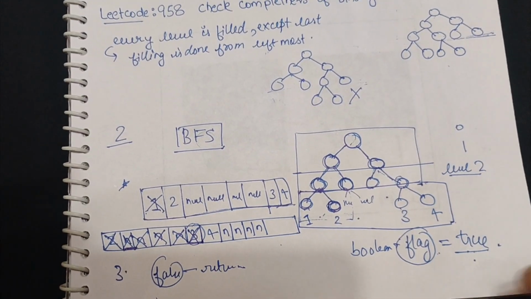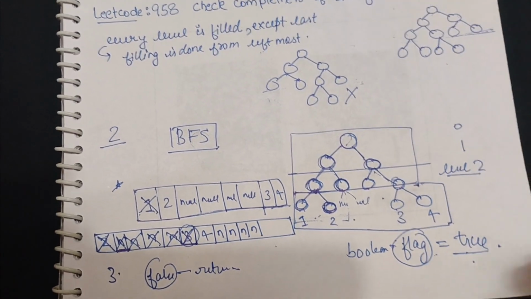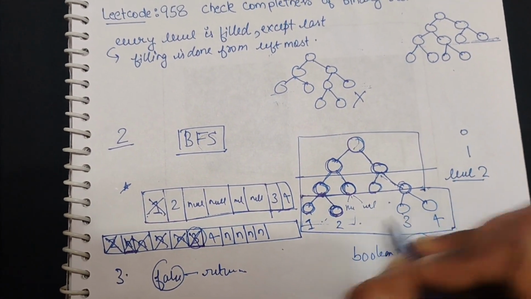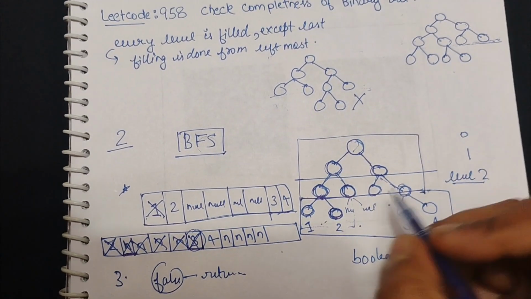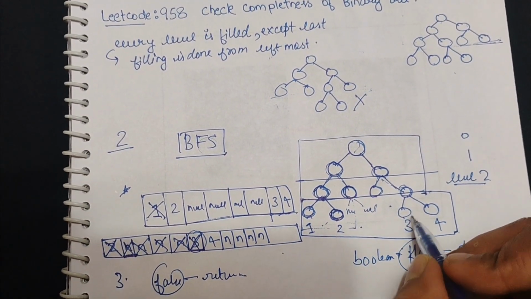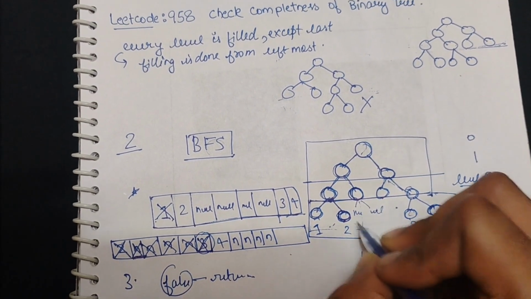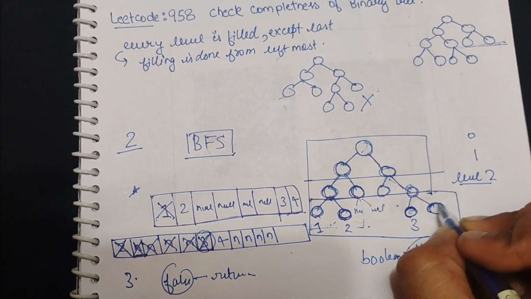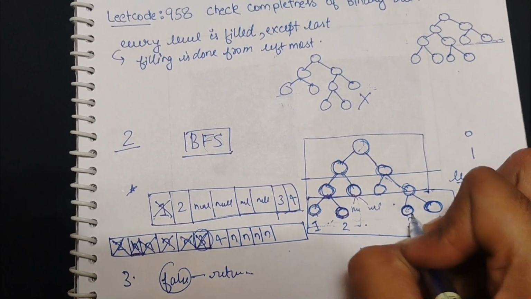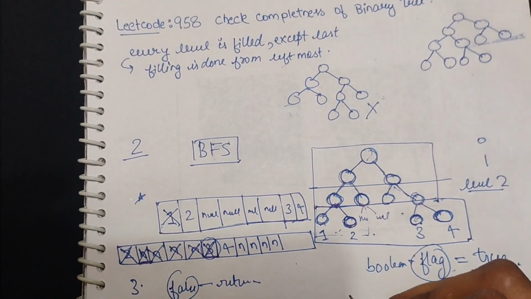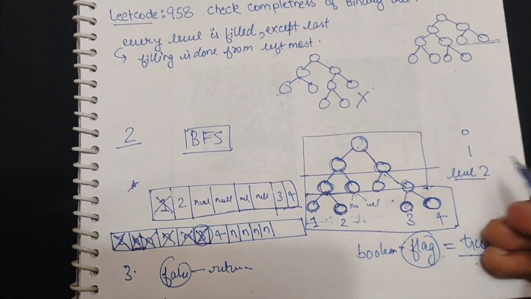I hope you get the approach, the idea how we will proceed. In this tree, all the nulls should come after all the non-null nodes. That is, if any null comes before a node which is not null, that means it is not a complete binary tree. Now I'll extend this.